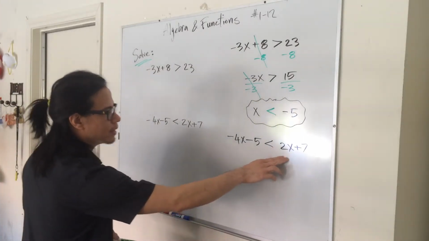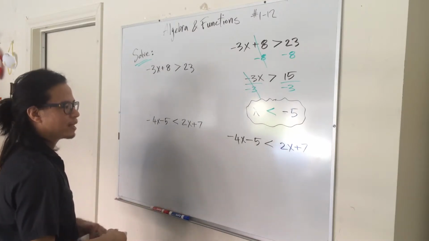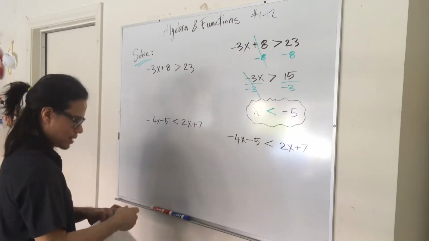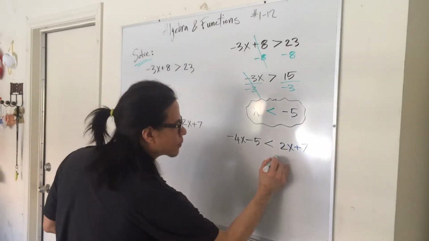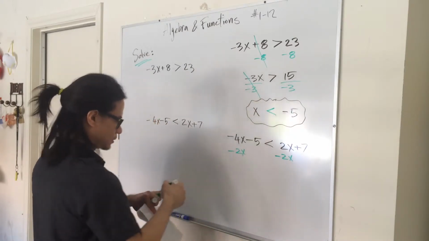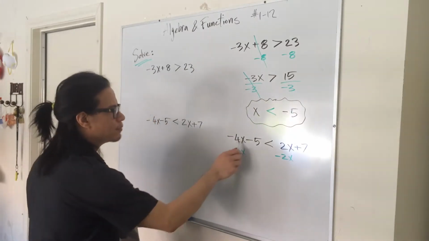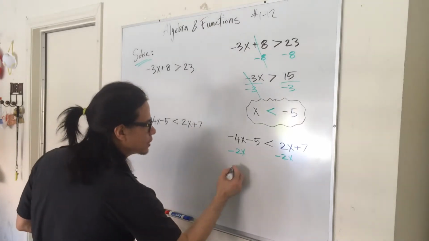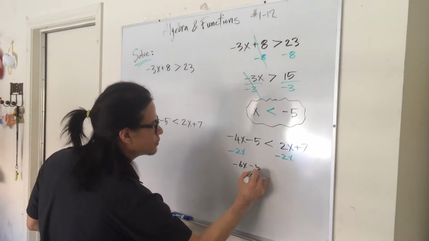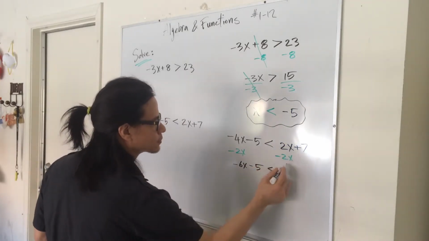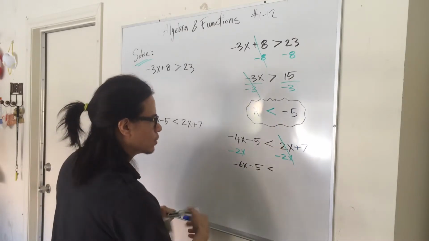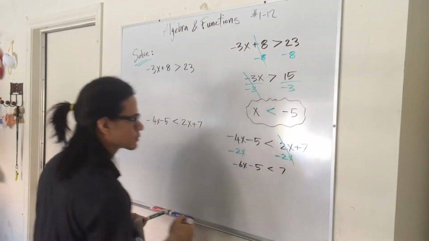I'm going to move the x term to the left side. So I'm going to subtract it away from the right side. So let's go with minus 2x, minus 2x. Negative 4x minus 2x gives me negative 6x minus 5 is less than, the 2x cancels. All that you have left is the 7.